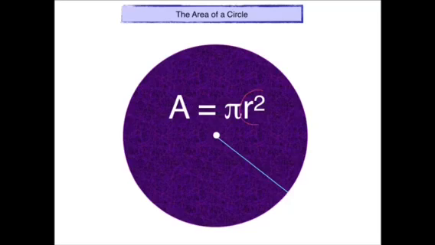But this time, instead of multiplying it by the diameter, we're multiplying it by r squared. And we need to be careful that it's only r that we square. A equals pi r squared. Let's see a couple of examples of it.